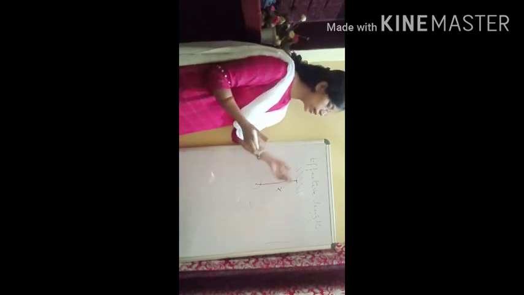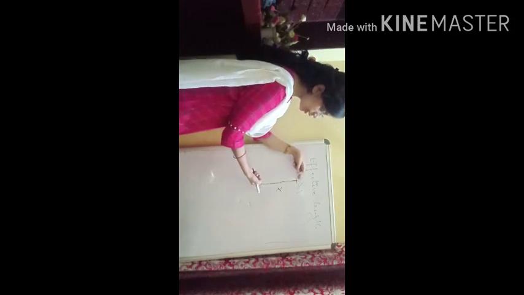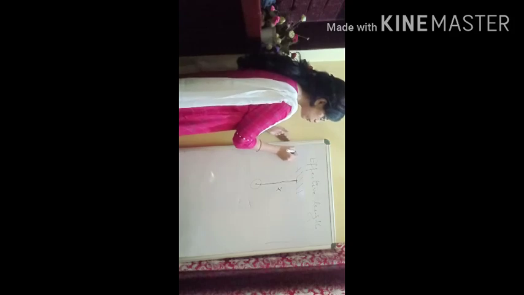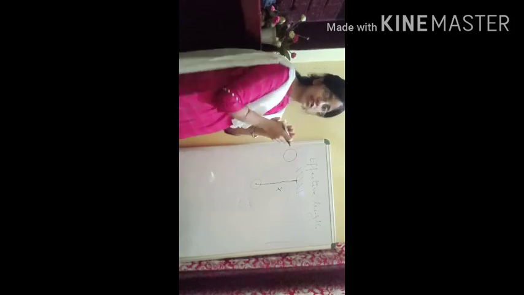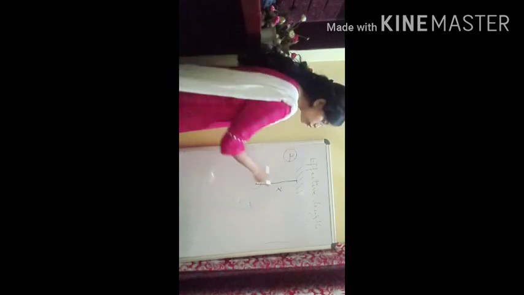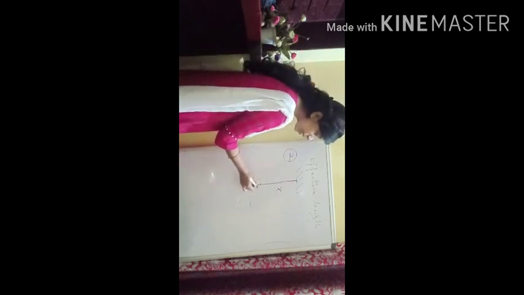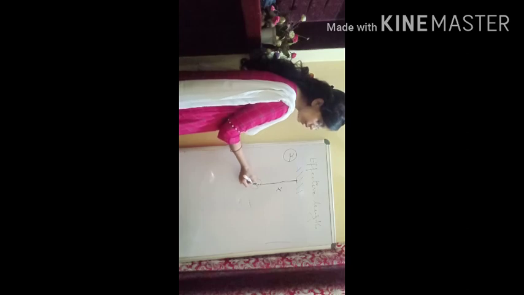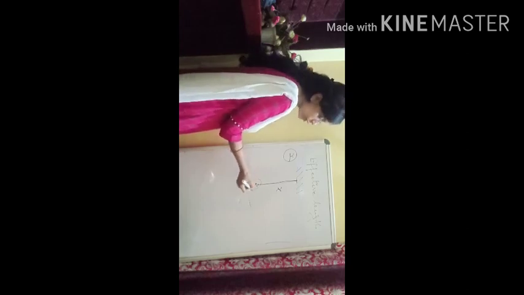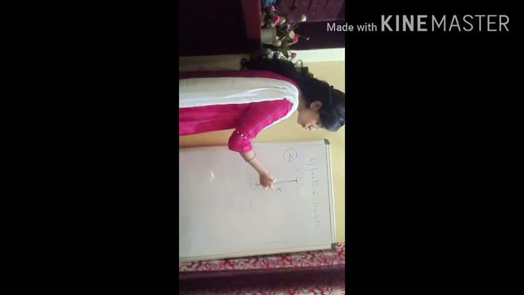Let's say the length of the string is x. You can take it as you want, like 10 centimeter, 40 centimeter, 100 centimeter. So you can measure the length of the string, plus we are taking the radius of the bob, because of course the bob is spherical in shape, so there must be some radius. That means we are actually measuring the length from the center of the bob, so from its center to the top of the string is our effective length.